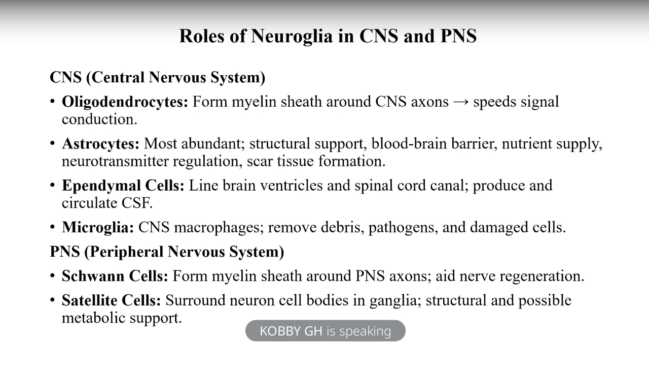Is that okay? Another question we can ask you is, which of the following is a glial cell in the peripheral nervous system? A, satellite cell. B, ependymal cells. C, astrocytes. And D, microglia cells. Your answer here would be A, satellite cells. Is that okay? Again, we can also ask you questions relating to the functions of the glial cells.